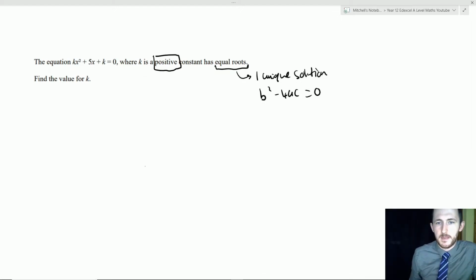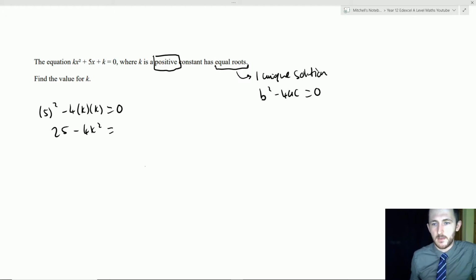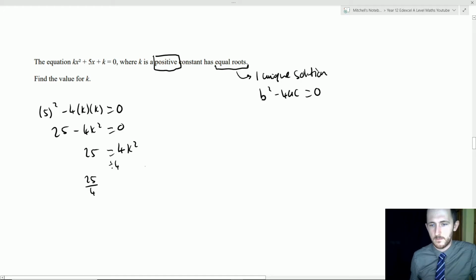So once again, b squared, we have 5 squared minus 4 times k squared equals 0. So we have 25 minus 4k squared equals 0. Let's move the k squared to the other side because I don't like negatives for my variables. Then we can divide by 4. And then we're going to square root. So square root of this becomes plus minus. Square root of 25 is 5. Square root of 4 is 2.